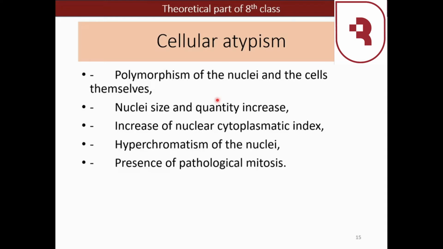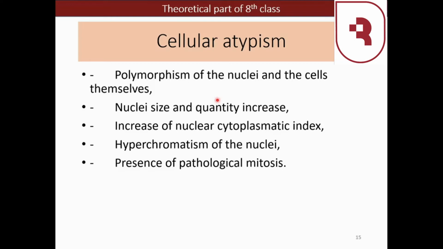So the nuclear cytoplasmic index is the size of nuclei divided by the size of cytoplasm, and we will see that nuclei will be increased, and as a result of it we will see an increase of this index. Hyperchromatism of nuclei. Nuclei will look hyperchromic, they will contain a lot of staining solution, and will look deep or dark blue in color.